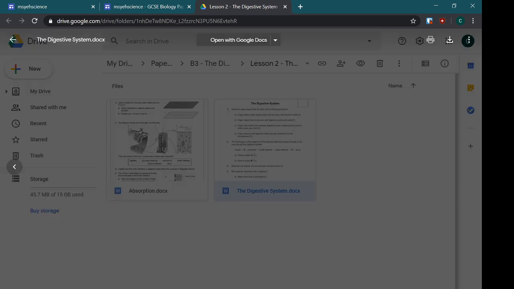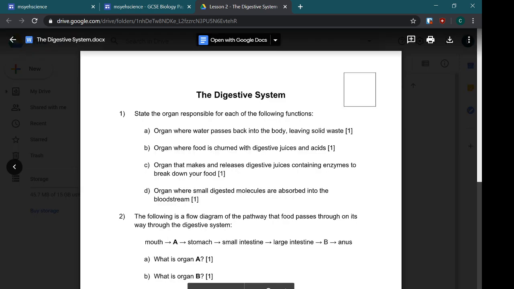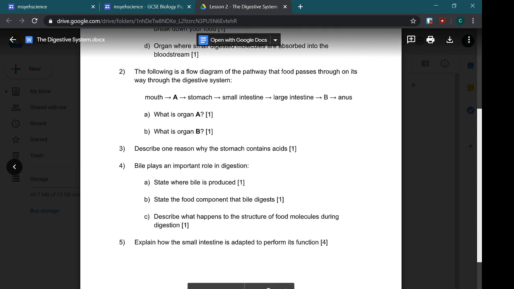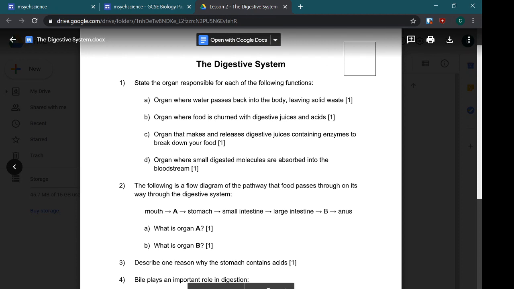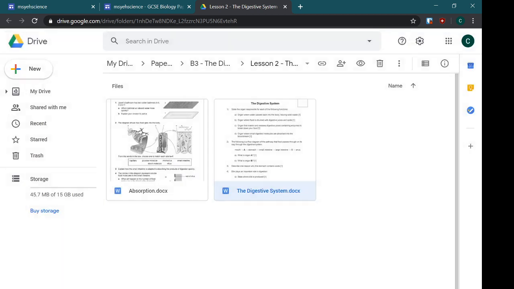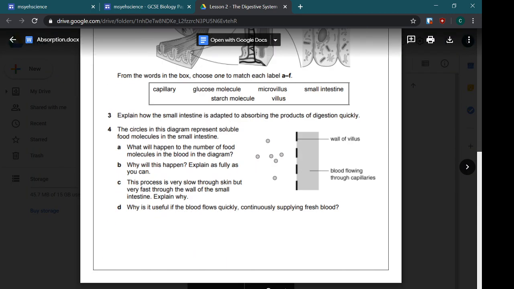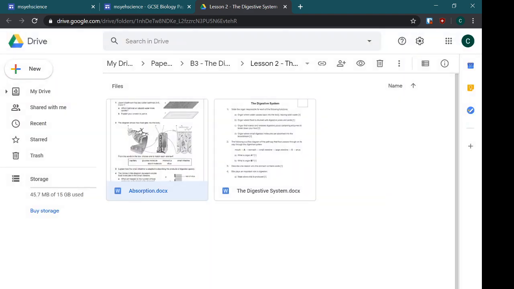If it's not up straight away, just check back. You don't have to send this in or anything. This is just some additional practice for those of you who really want to fully be confident in your understanding of the digestive system. Okay? So the main 2 sheets there, one is focusing on all the different parts of the digestive system, one is focusing on how absorption works, why surface area matters, things like that.